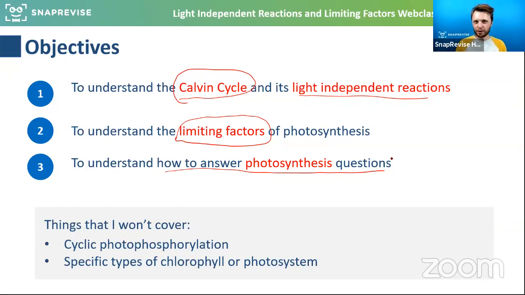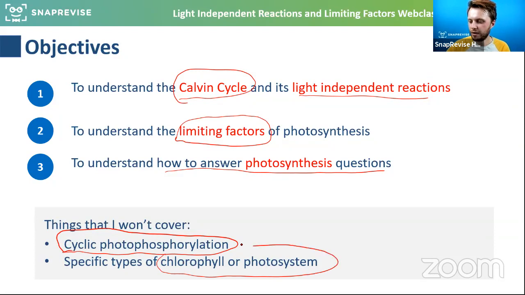Okay, so things that I won't cover. Cyclic photophosphorylation. This was something that I spoke about at the end of my last session. I'm not going to talk about that because it's more to do with the light dependent reaction, and it's only really covered by one of the exam boards, so I'm not going to worry about that too much. I'm also going to carry on not worrying about the other photosystems or the other pigments. So I'm not going to talk about xanthophyll, I'm not going to talk about carotene or any of that. I'm just going to leave this in the way that will hopefully be beneficial for the vast majority of you.